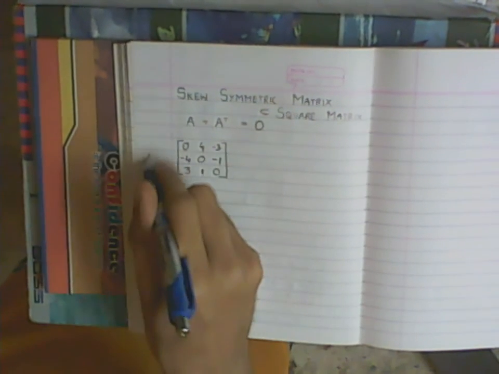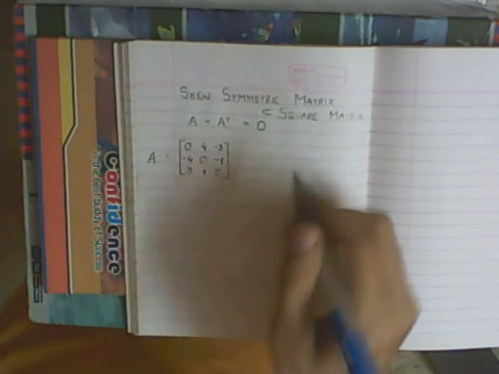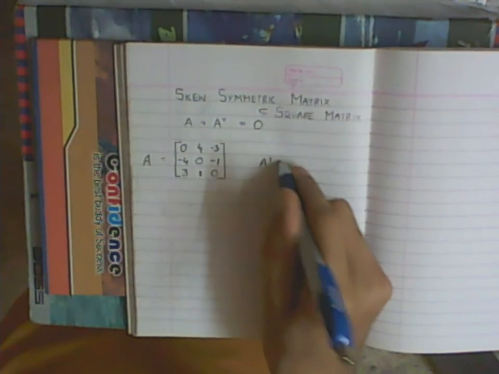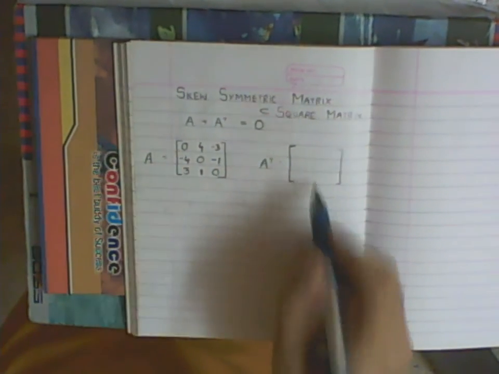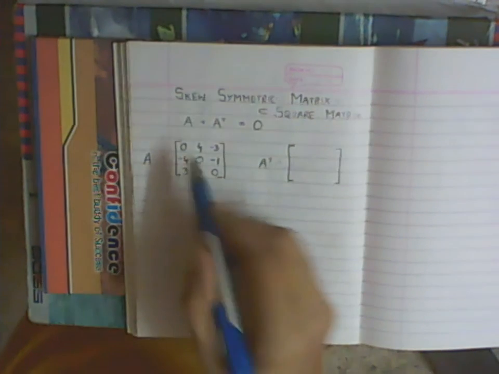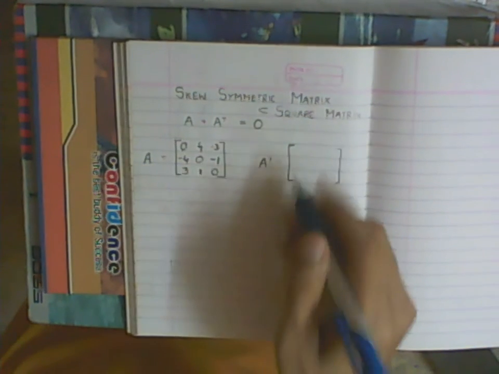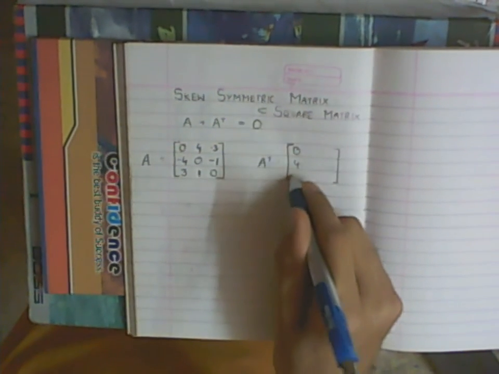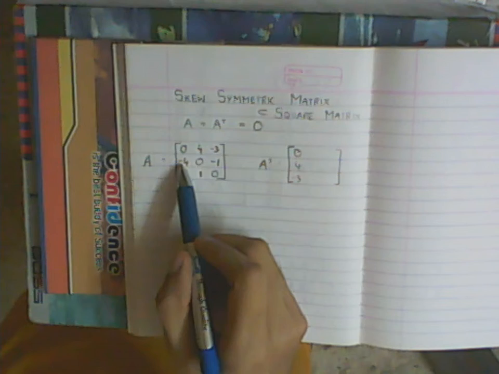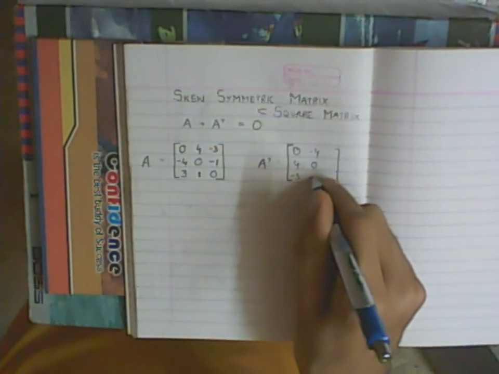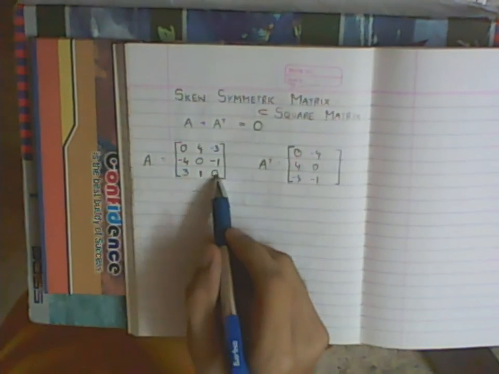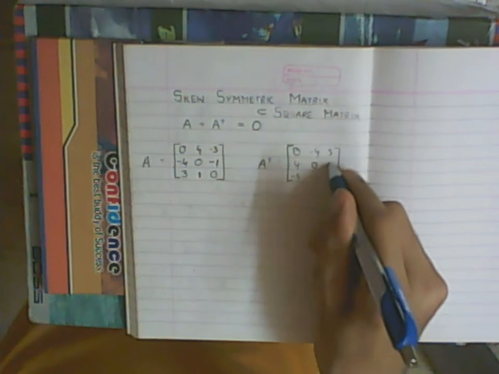So if I have this as A, then its transpose, A transpose, will be again a 3 by 3 matrix. But the row here, 0, 4, negative 3 will become the column 0, 4, negative 3. The row negative 4, 0, negative 1 will become the column negative 4, 0, negative 1. And the row 3, 1, 0 will become the column 3, 1, 0.